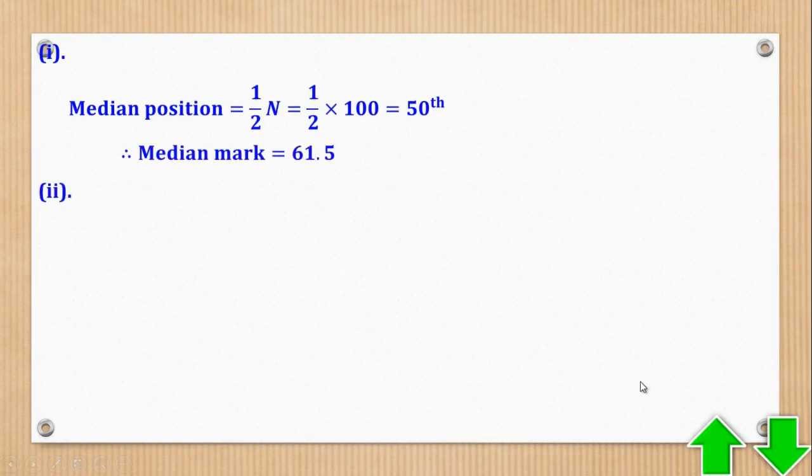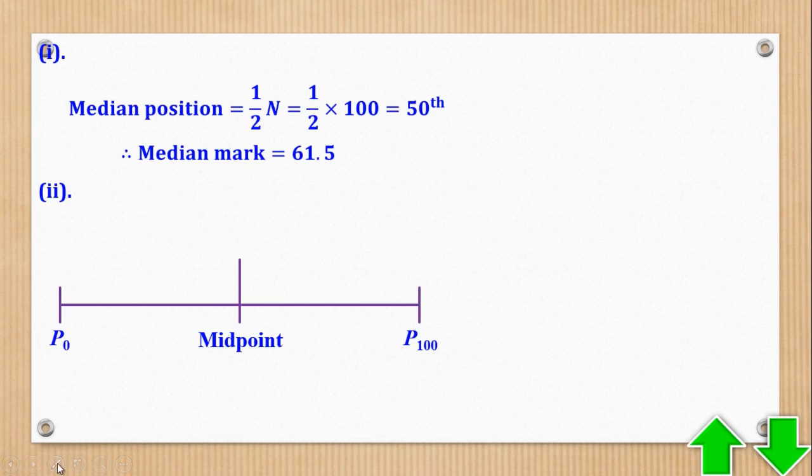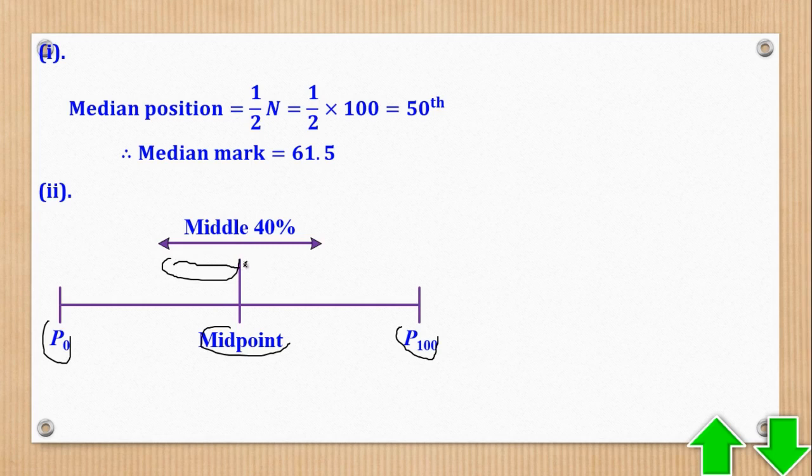Then Roman 2, they wanted the range of the middle 40%. So here we need to first make some illustration for you to know what the middle 40% means. So remember, percentages range from 0 up to 100, so that is P0 to P100. Then this will be the midpoint. So the middle 40% means this 40 is divided into 2 halves. When you divide this 40 into 2, this half will be 20% and this half will also be 20%.